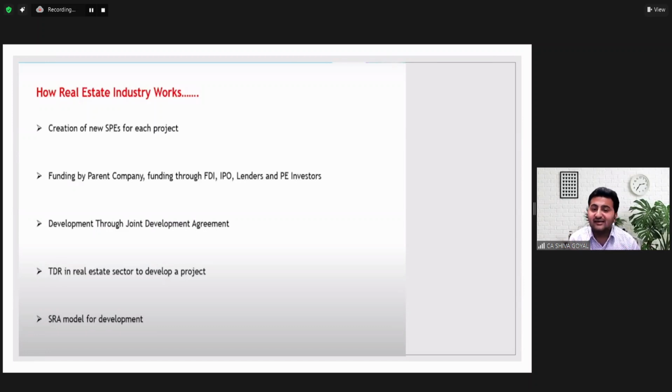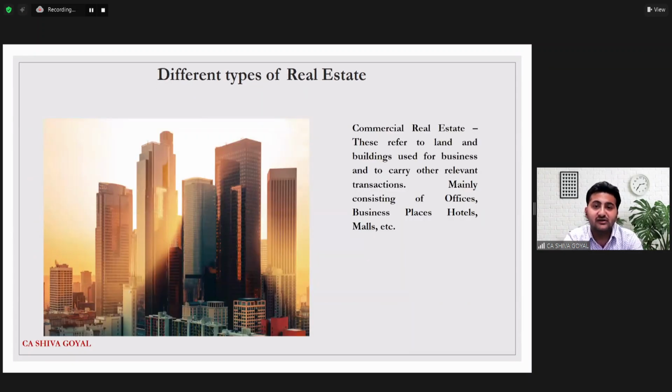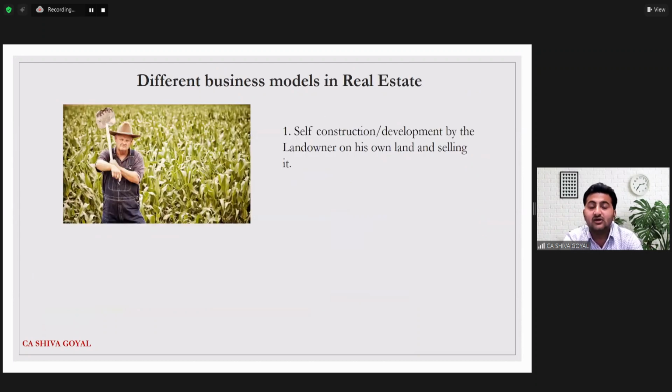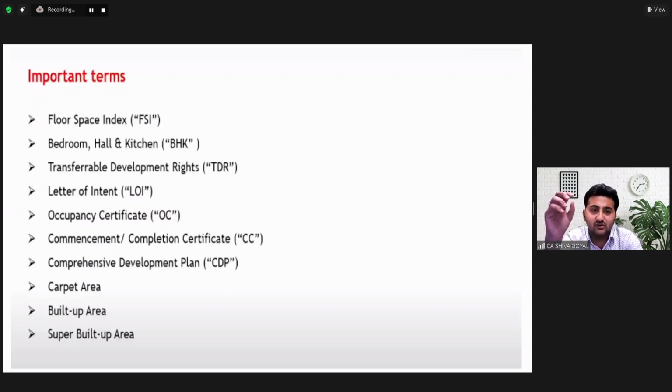Then TDR in the real estate sector is also one of the critical issues that needs to be dealt with while doing the audit of a real estate company. So, transfer of development rights. Basically, when we talk about TDR, development rights give us the right to how much developable area we can build. The SRA model is also one of the key considerations when we talk about the audit of a real estate company. We have a lot of things to cover on the real estate sector and the audit considerations, but keeping in view the time constraints, we will only touch upon the important points, and I would rather skip the basic slides and touch upon only the aspects that are important from the audit perspective.